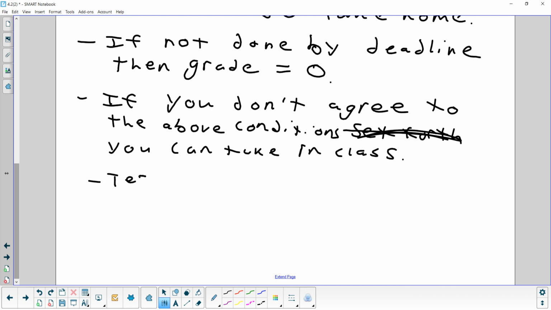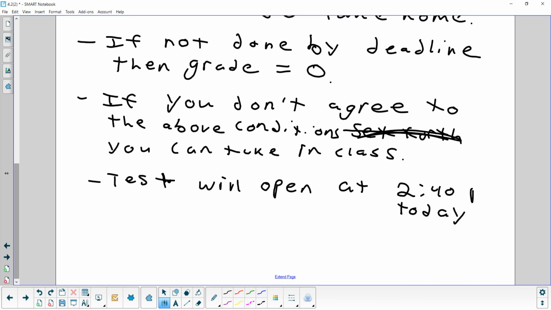The test will open, because I want to open it at the same time, so the test will open at, I'll probably do 2:40 today, PM. AM already passed. So I'll open it up at 2:40.